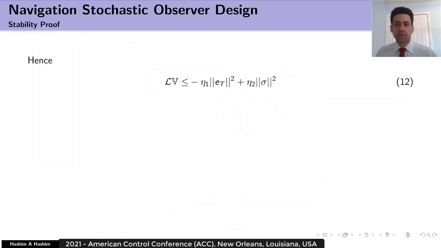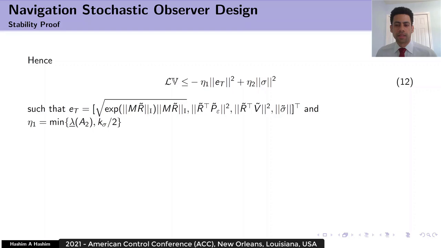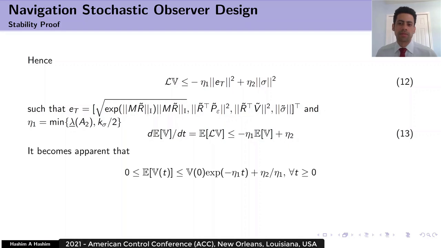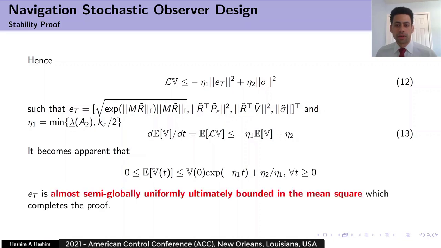Transforming the above inequality, we obtain the inequality shown in blue. This shows that the expected value of the differential form of the potential function is less than or equal to negative 1, multiplied by a positive constant, that is eta 1, multiplied by the potential function, plus a constant, that is eta 2. It becomes clear that the following inequality holds true. And therefore, the error vector E T is almost semi-globally uniformly ultimately bounded in the mean square, which completes our proof.